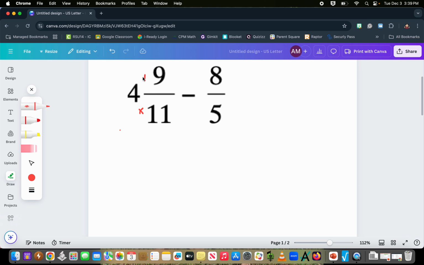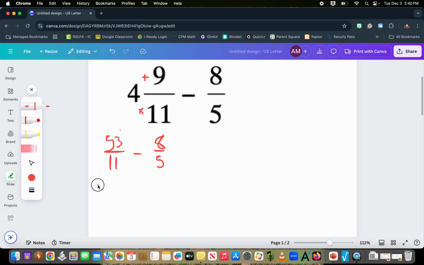and then add. So 11 times 4, we get 44, and then 44 plus 9, we get 53. Denominator's going to stay here for now. Minus, and we're going to leave this as is, as 8 over 5. Okay? When we think about finding our denominator, we need to write out our multiples.